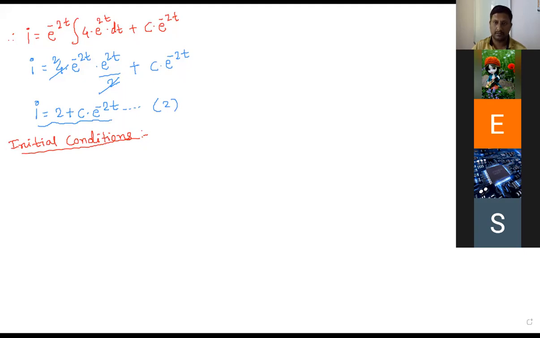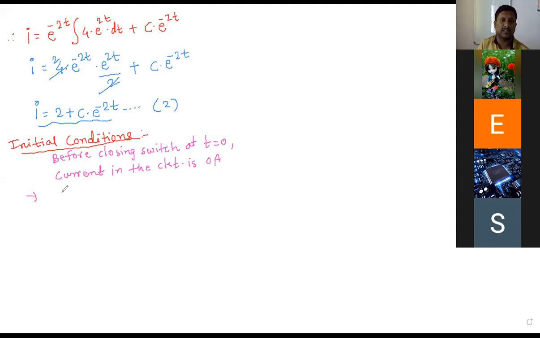Before closing the switch, at t equal to 0, the current in the circuit is 0 ampere. Yes, very good. That is t equal to 0. So before closing the switch, at t equal to 0, the current in the circuit is 0 ampere.